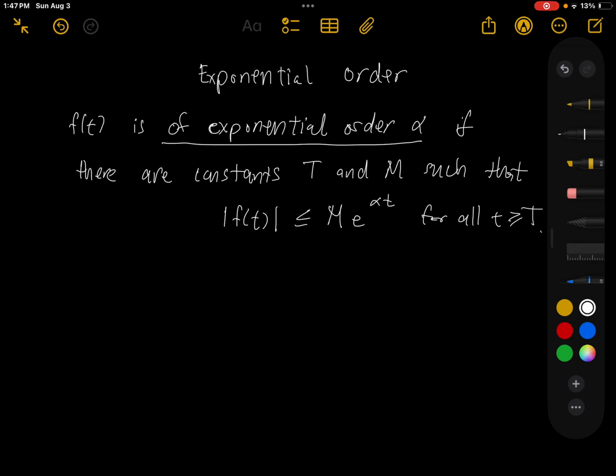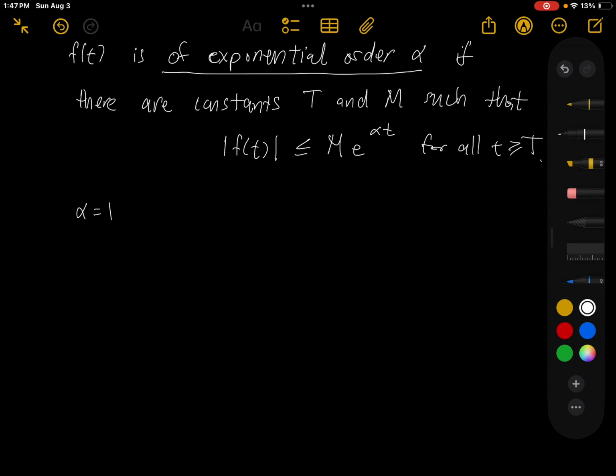So let's just pretend that alpha is 1. So we're interested in functions of exponential order 1. What that means is that there need to be constants T and M such that, in order to be of exponential order 1, the absolute value of f of t is less than or equal to M e to the t for all t greater than or equal to capital T, for some T and M. Okay, what does that mean?